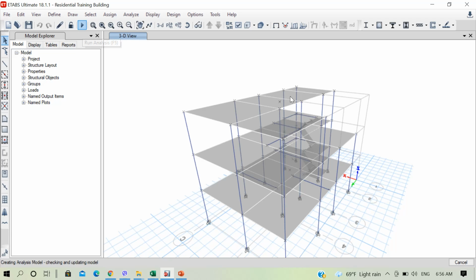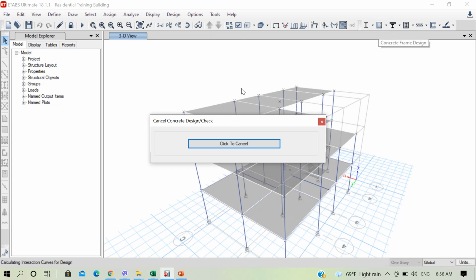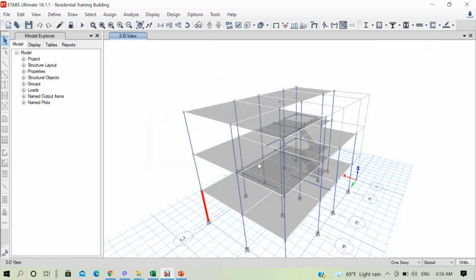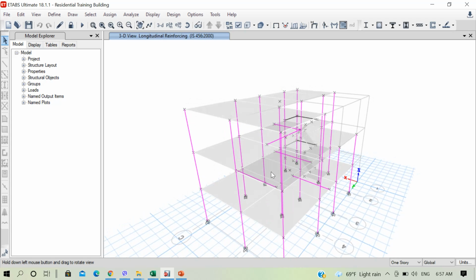Once you change the section dimension, you again have to perform some checks for the building. Because we have decreased the column size, it causes a decrease in the lateral stiffness of the column also. So we have to check for the deflection of stories. We have to check for torsion also, if there is any significant difference between our previous checks and our new checks. So now I perform the concrete frame design. Now our design has been performed.